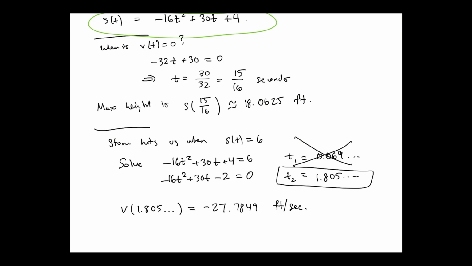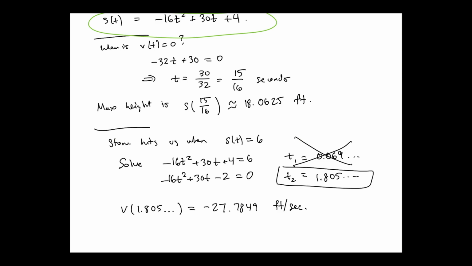So 32t is the acceleration, minus 32t is the acceleration. No, just negative 32. But then what does minus 16t squared stand for? I know 32t is the derivative of that one, but what does minus 16t squared stand for? Okay, so by itself, nothing.